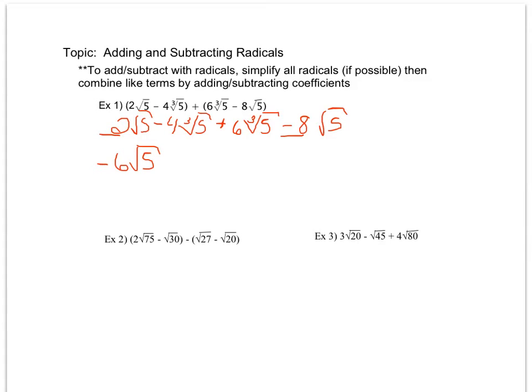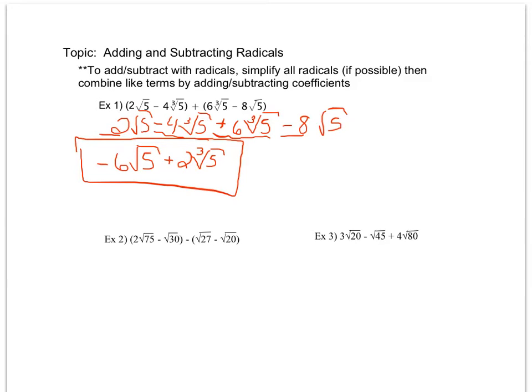And then checking for other like terms, I see I have this like term here, negative 4 cube root 5 and positive 6 cube root 5. Again, I add my coefficient. Negative 4 and positive 6 is going to be positive 2 cube root 5. And so notice that my roots don't change at all because, again, if I have 4 of something and I get 6 more, I have 2 of that same something. That something doesn't change.